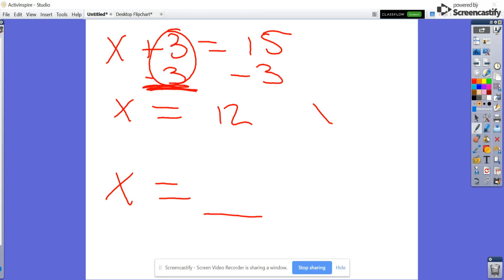0. Well, what is x plus 0? Not 0. It's just x. Plus 0 doesn't mean anything, right? So in order to get x by itself, we want to turn the plus 3 into a plus 0. So we subtract 3. Make sense?